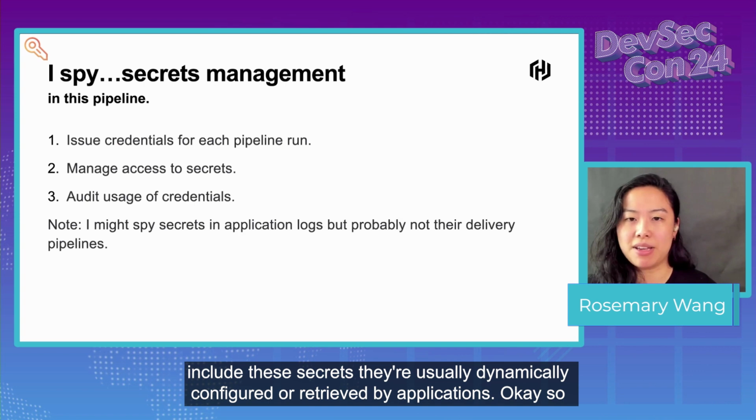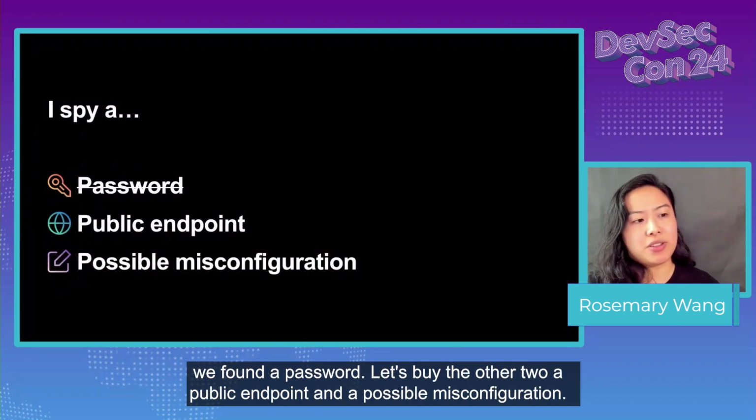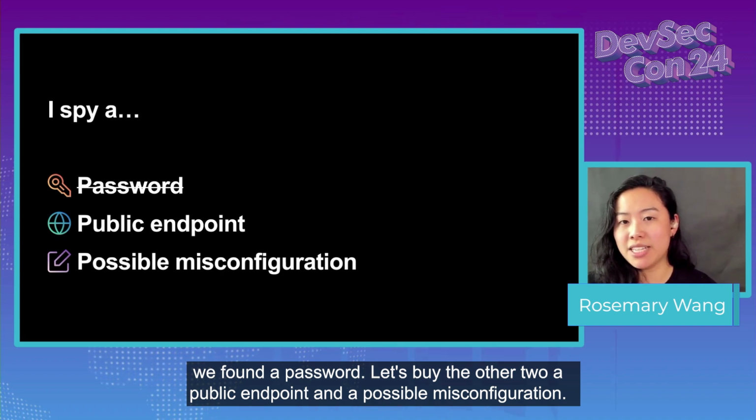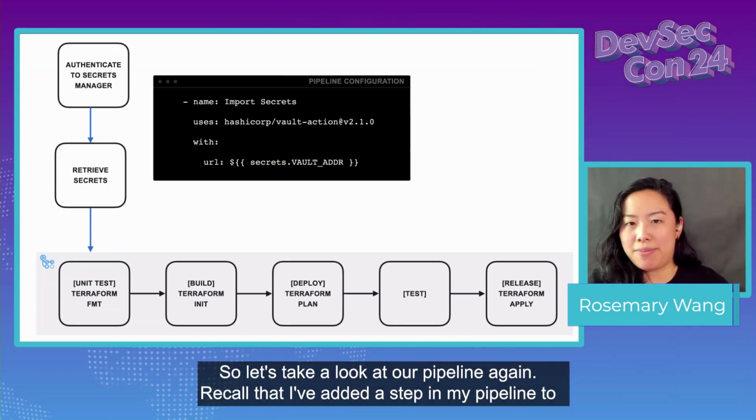They're usually dynamically configured or retrieved by applications. Okay, so we found a password. Let's spy the other two, a public endpoint and a possible misconfiguration. So let's take a look at our pipeline again.